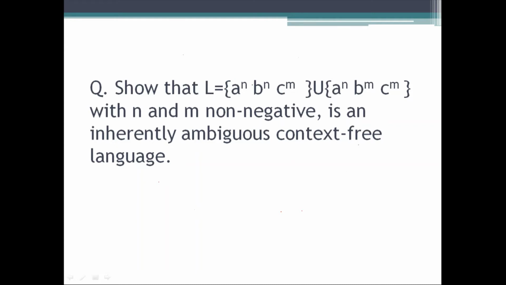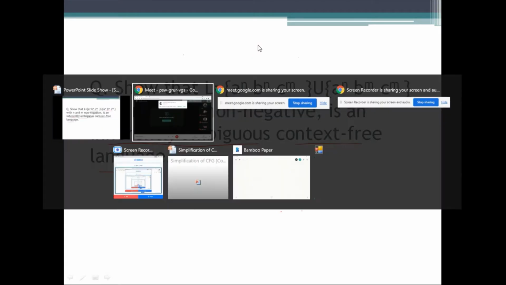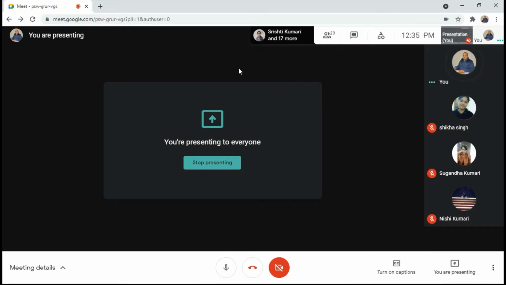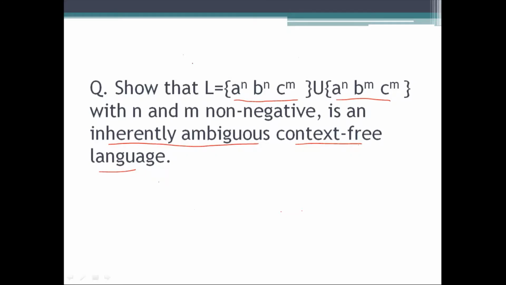So in the last class we stopped here. One question was there: you have to show that this language is an inherently ambiguous context-free language. You must have tried it. At least one grammar must have been written. Let us discuss the solution.